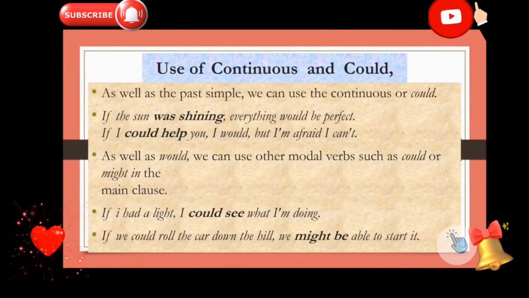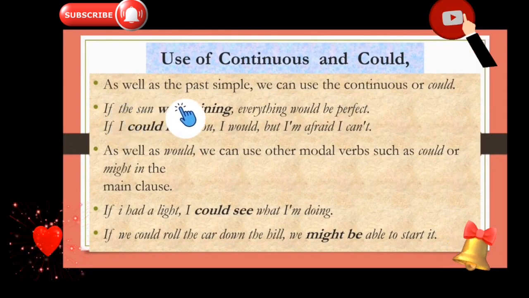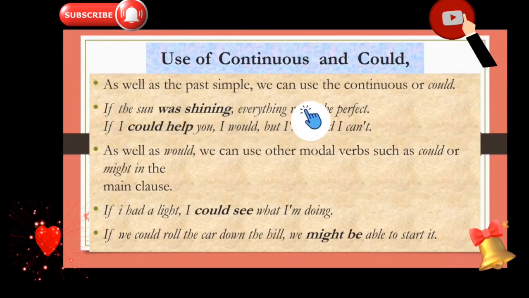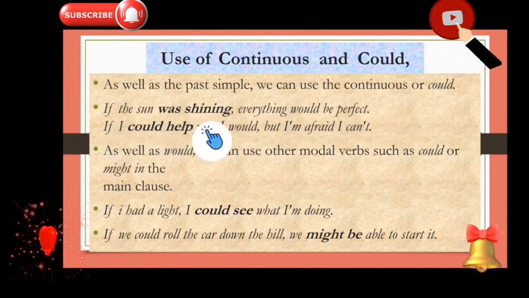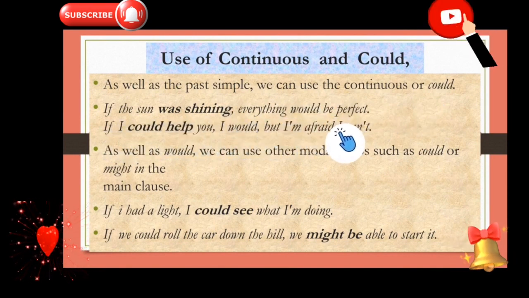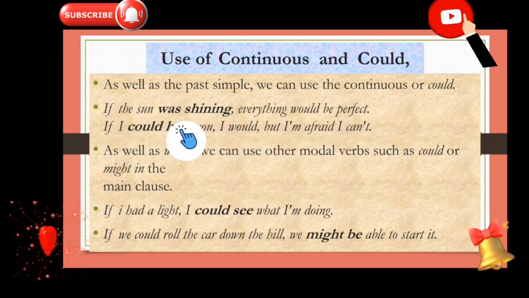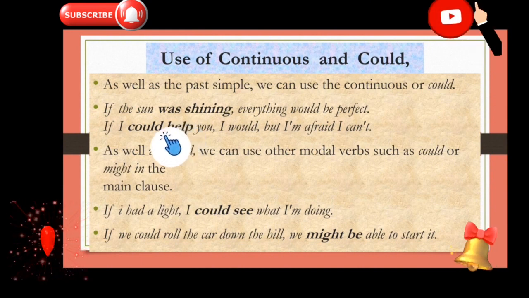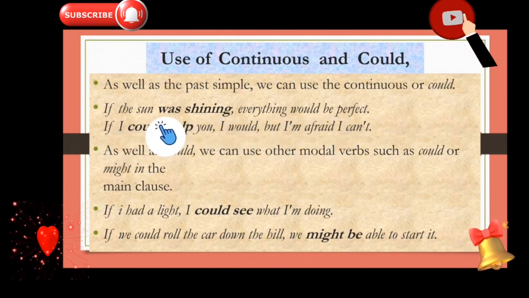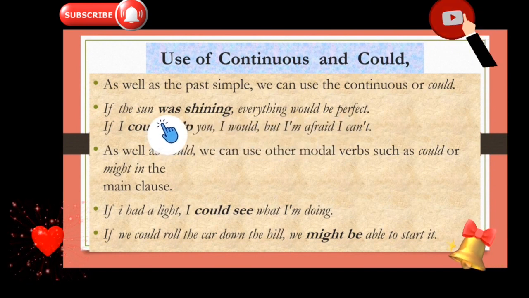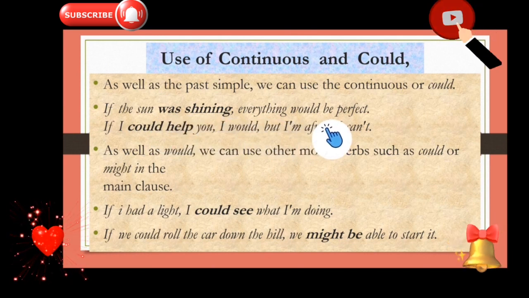Use of continuous and could. As well as the past simple, we can use the continuous or could. If the sun was shining, everything would be perfect. So in the conditional clause, we can also use the continuous form. So if the sun was shining, everything would be perfect. Now, is the sun shining right now? Not at all. Now, everything would be perfect. Is everything perfect now? Not at all.